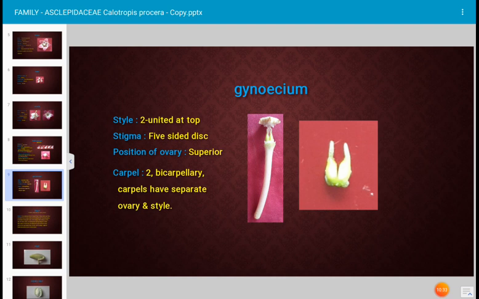Position of the ovary is superior, and if you take a section of the ovary, there are two carpels. Hence the ovary is bicarpellary. Bi means two. Carpels have separate ovary and style. This is a very characteristic feature of Calotropis procera.